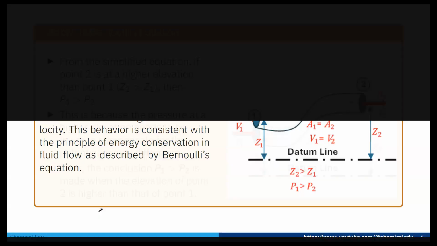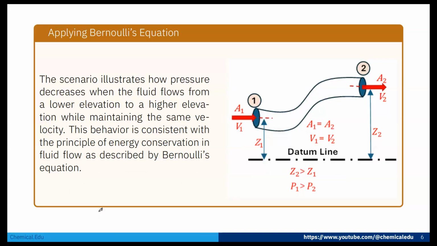Now from here we can summarize the scenario: it illustrates how pressure decreases when the fluid flows from a lower elevation to a higher elevation while maintaining the same velocity. This behavior is consistent with the principle of energy conservation in fluid flow as described by Bernoulli's equation. So from here we learn that if A1 is equal to A2, then V1 will equal V2, and if Z2 is greater than Z1, then P1 will be greater than P2.